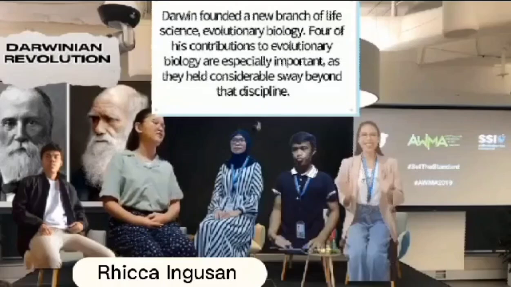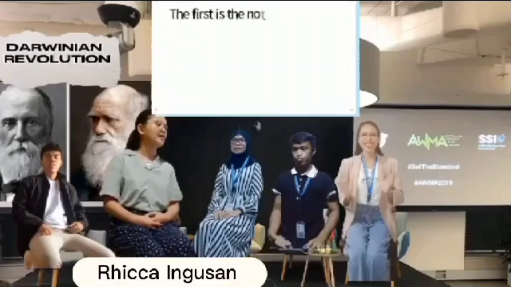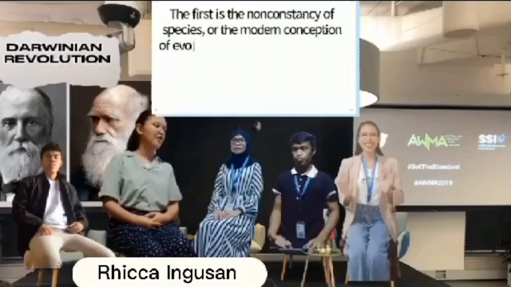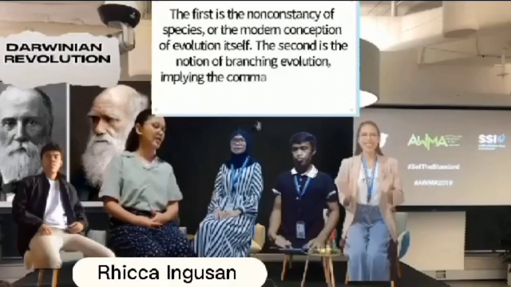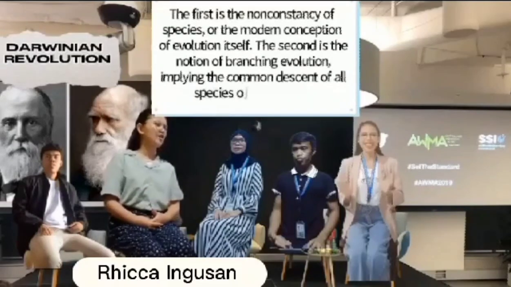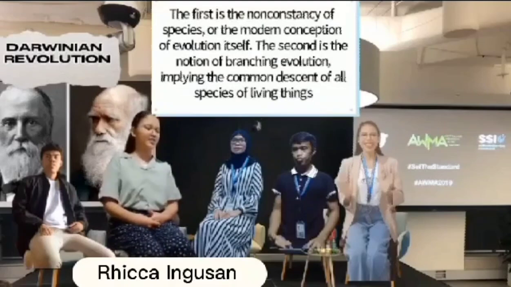Darwin founded a new branch of life science, evolutionary biology. Four of his contributions to evolutionary biology are especially important as they held considerable sway beyond that discipline. The first is the non-constancy of species, or the modern conception of evolution itself. The second is the notion of branching evolution, implying the common descent of all species of living things on Earth from a single unique origin.